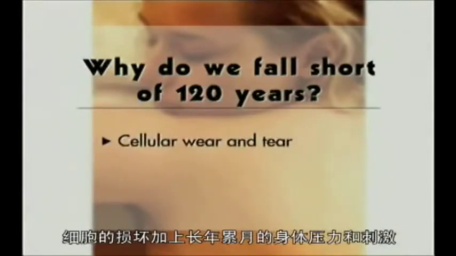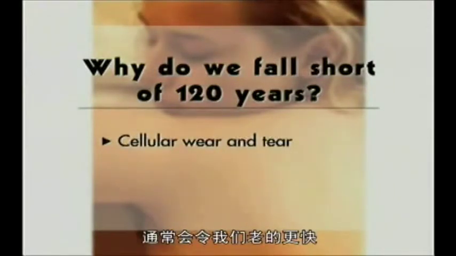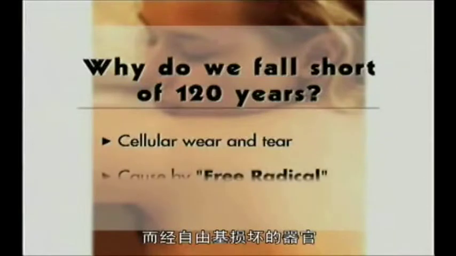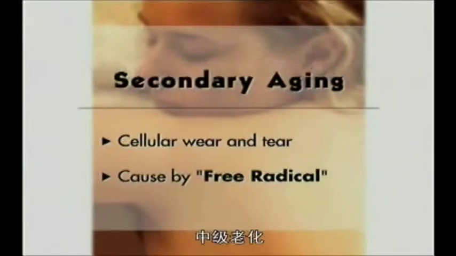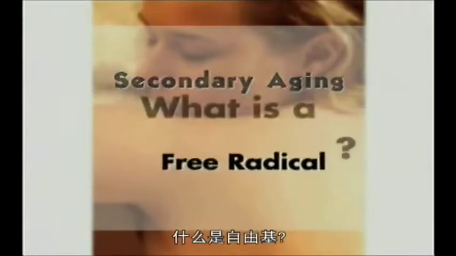Cellular wear and tear, with decades of physical stress and insult, usually make an individual age much earlier, and organ damage caused by free radicals makes our life shorter and disease-ridden. Secondary aging. What is a free radical?